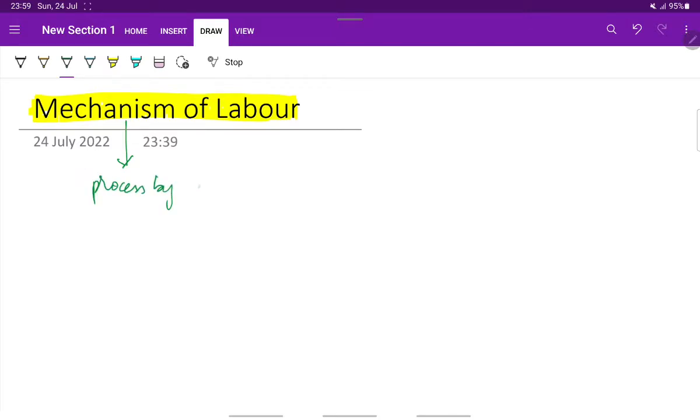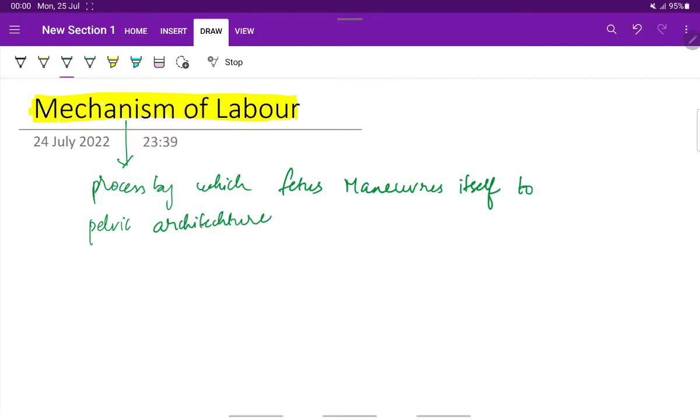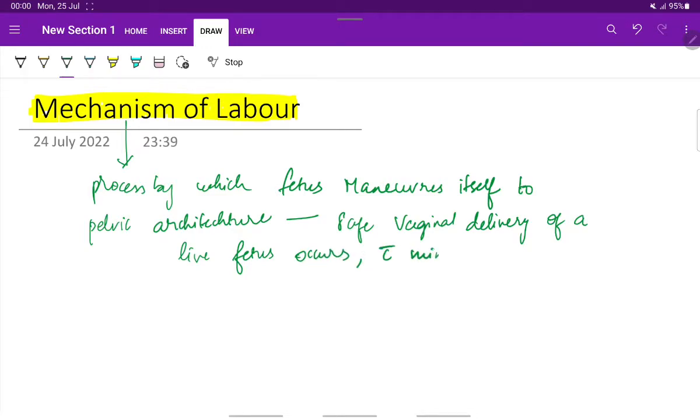It is a process by which the fetus maneuvers itself to the pelvic architecture so that a safe vaginal delivery of a live fetus occurs with minimal morbidity and mortality, both to the mother and to the baby.